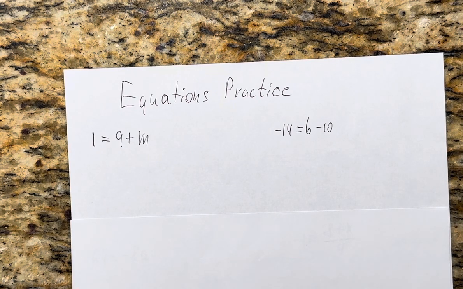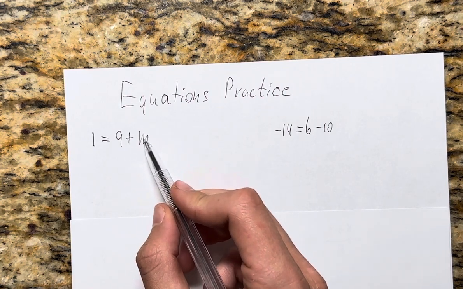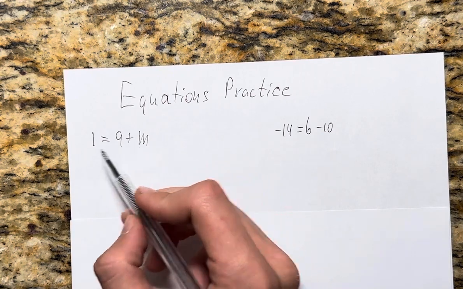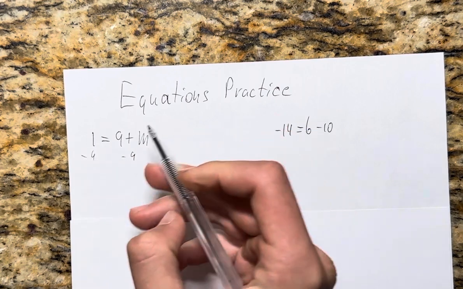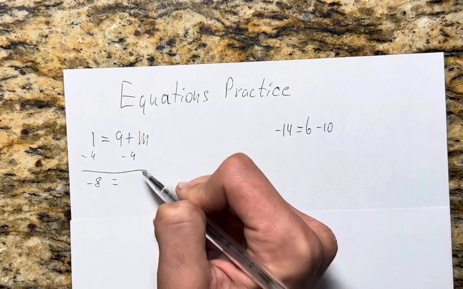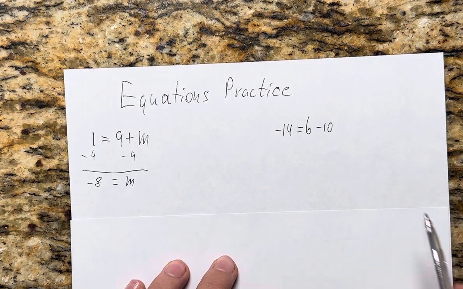Alright, so what I have to do is to isolate the m, the variable. So that we have to subtract 9 from each side. We'll get minus 8 equals m. That's your answer. Our next one.